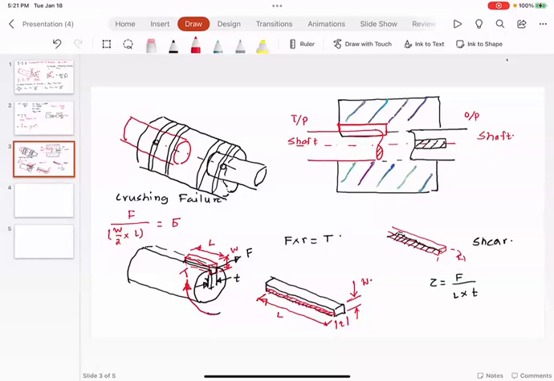Everyone understood this? Any questions?